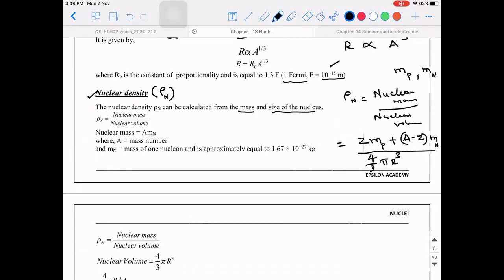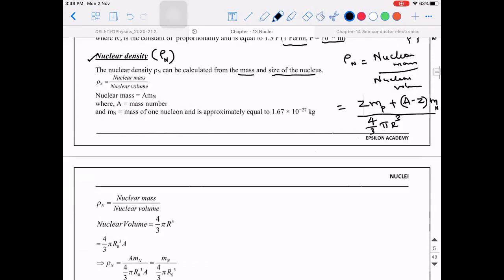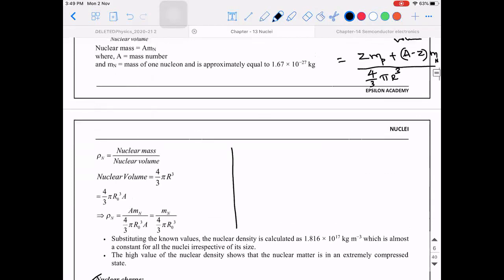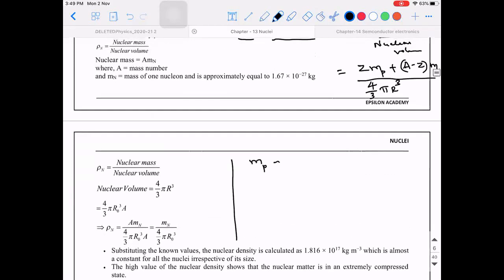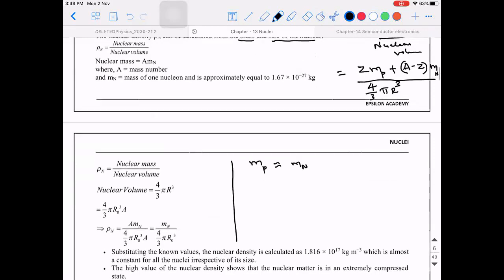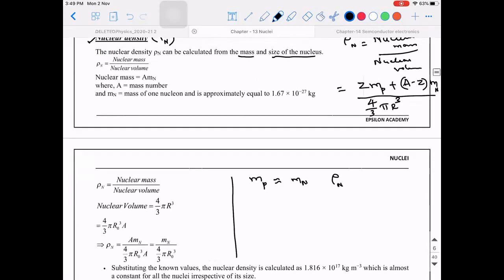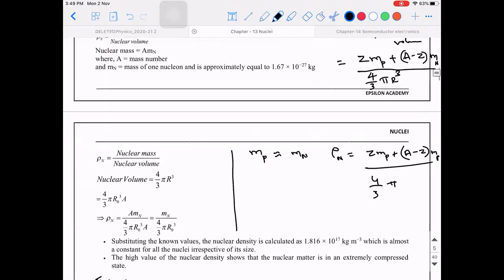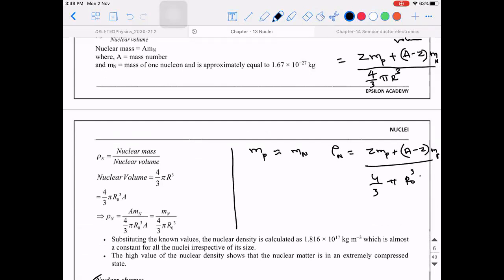Am I clear, guys? So look at the one that I'm writing. Don't concentrate on the left hand side. Now comes the important point. As we told, mp, the mass of the proton, is approximately equal to the mass of the neutron, so can I write rho n is equal to z times mp plus a minus z times mp, the whole divided by 4 by 3 pi into, in the place of r, can I write it as r naught into a power 1 by 3, that is 4 pi r naught cube into a, because a power 1 by 3, the whole cube is a.